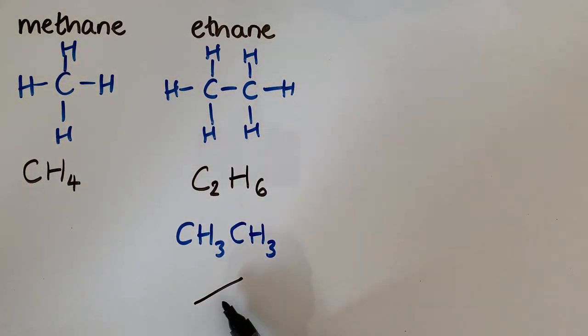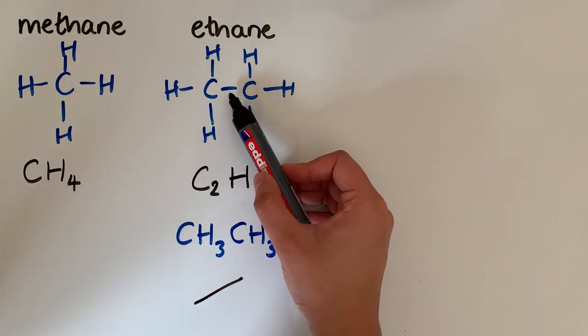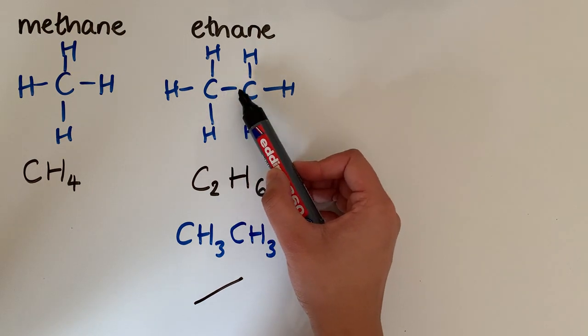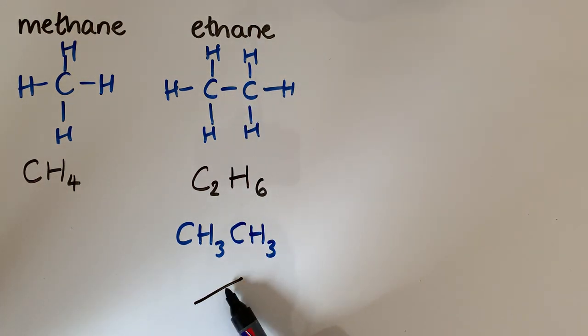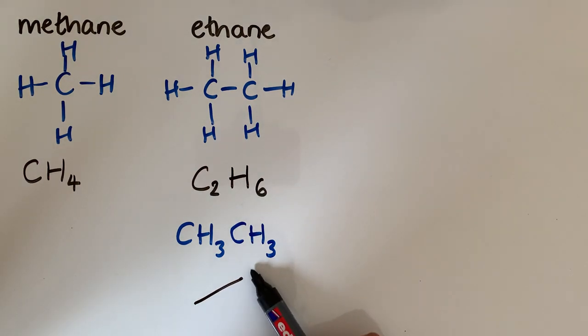Okay, so the bond represents the bond between two carbons. This over here is the bond between the two carbons. At the end of any line, if there's no other line coming off of it, we have a CH3 unit. So what I've drawn here represents an ethane molecule.